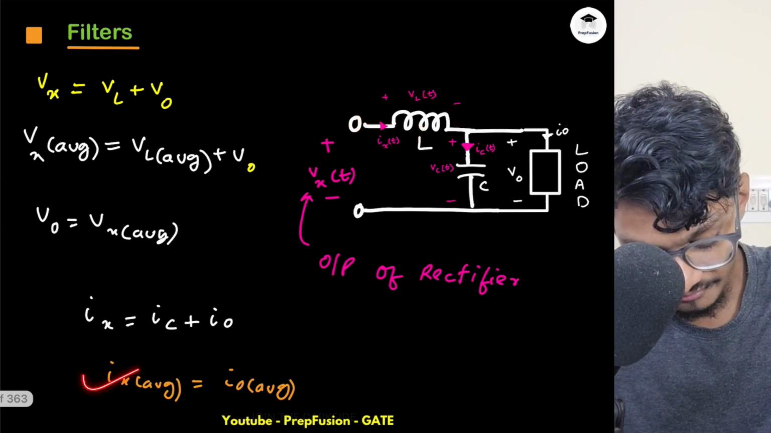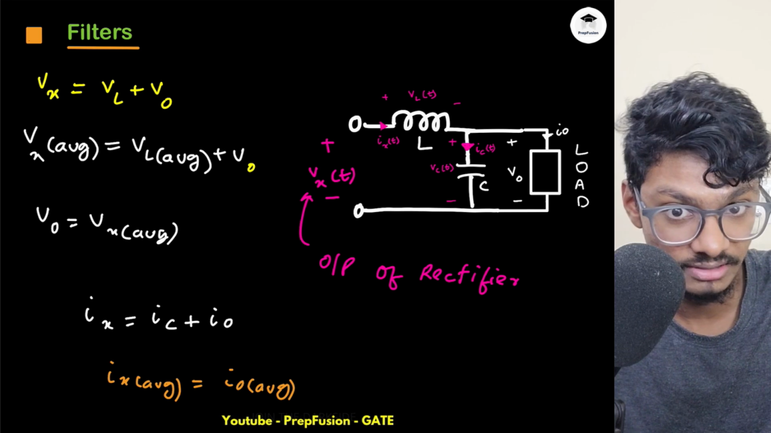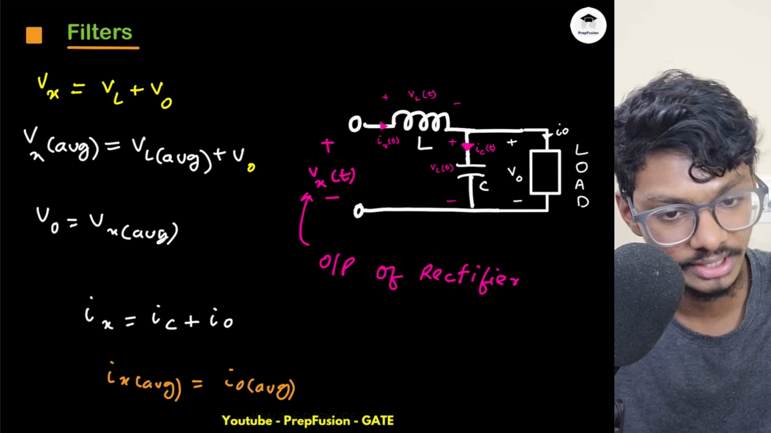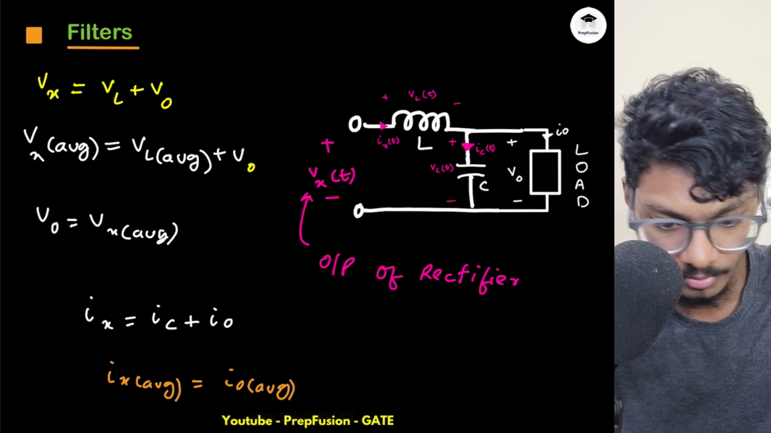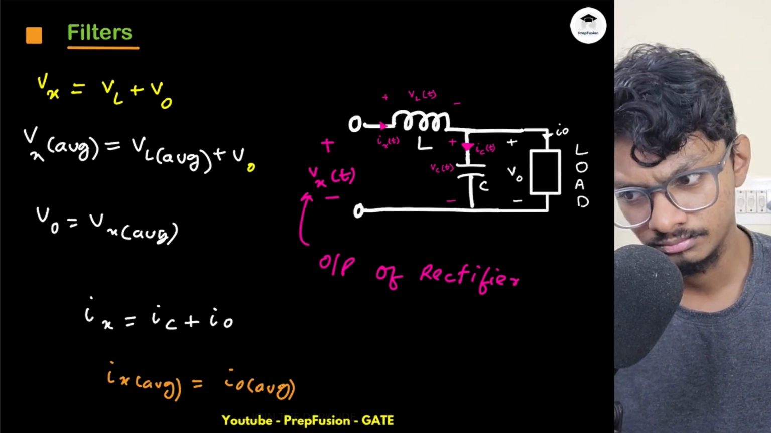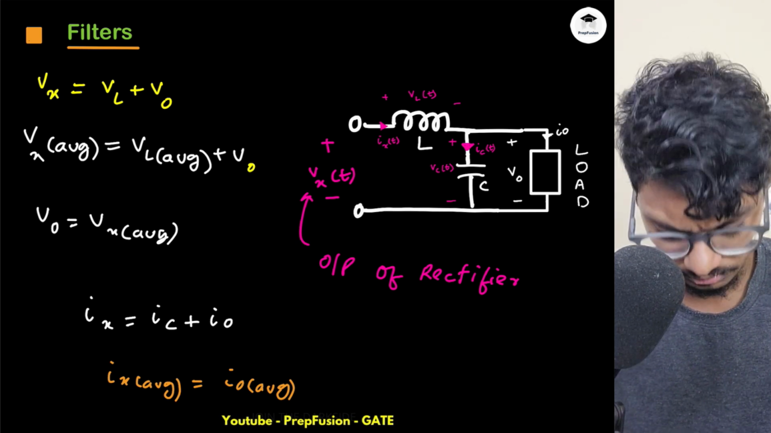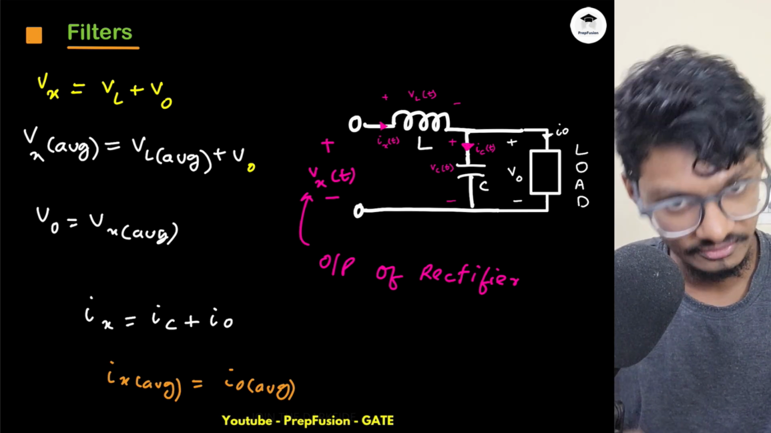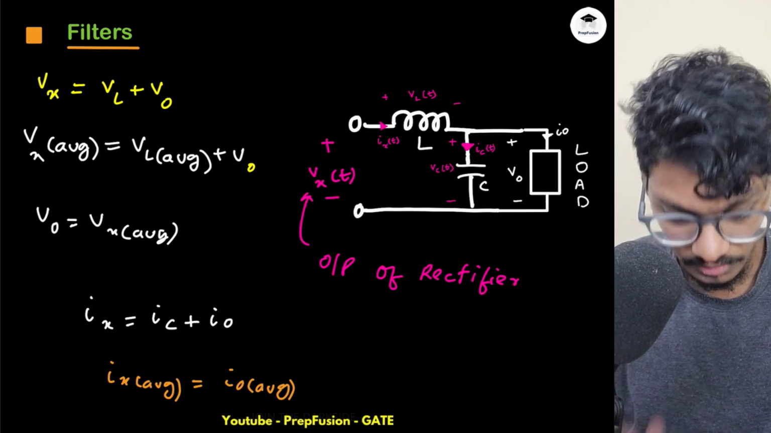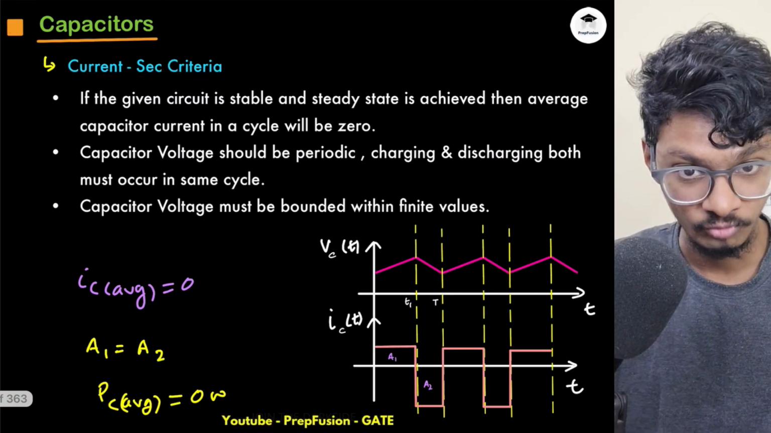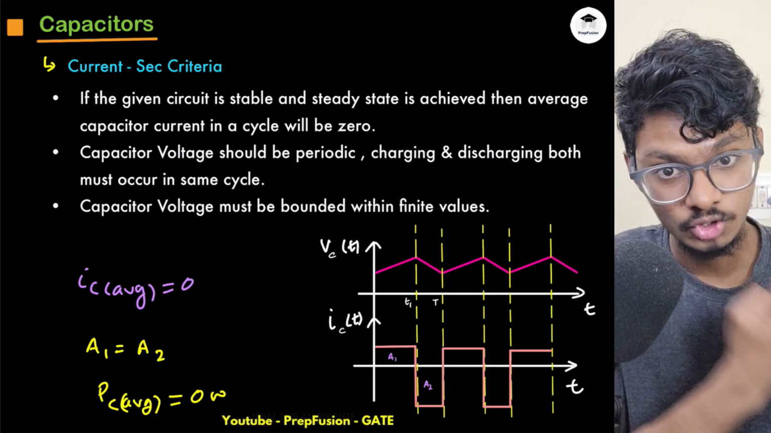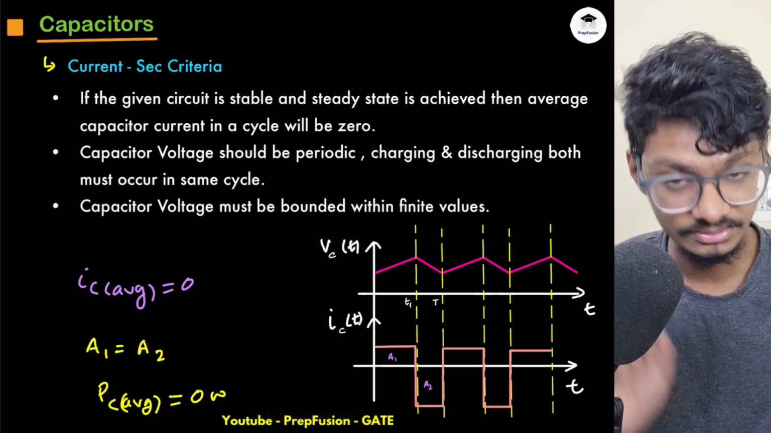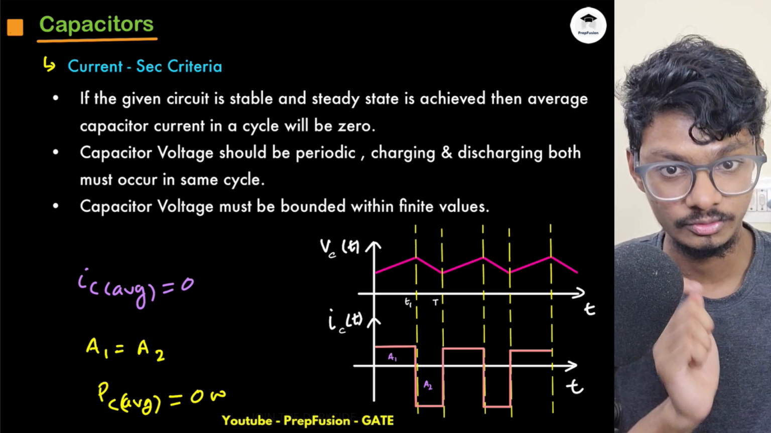Even though the average current will be the same, it won't change the value of the current, but the ripples will get reduced. You can study more about filters in analog electronics and in other playlists, but this much theory is required for understanding this. This current second criteria and voltage second criteria will be used in choppers as well. So if you aren't able to understand this, please go through it once again, because this will be used in choppers as well.